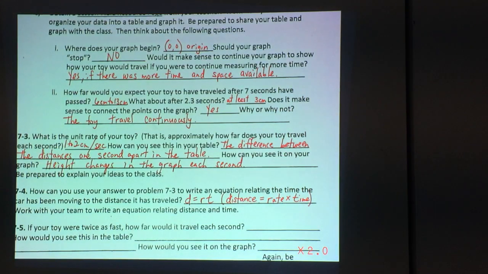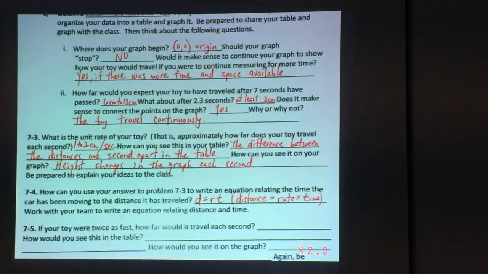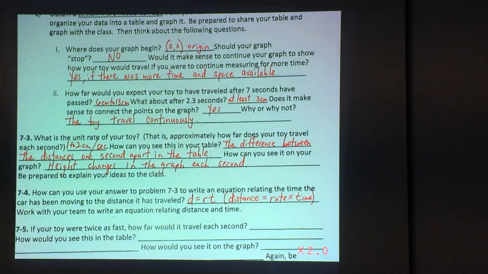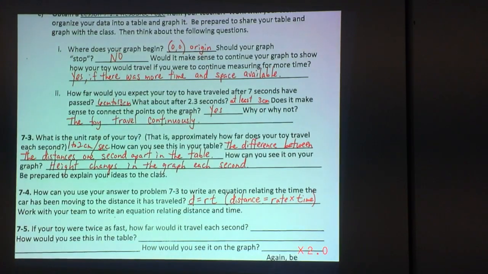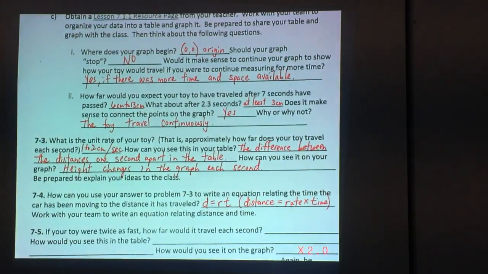Okay, number 5. If your toy, God, this is making me insane. Hold on. There we go.